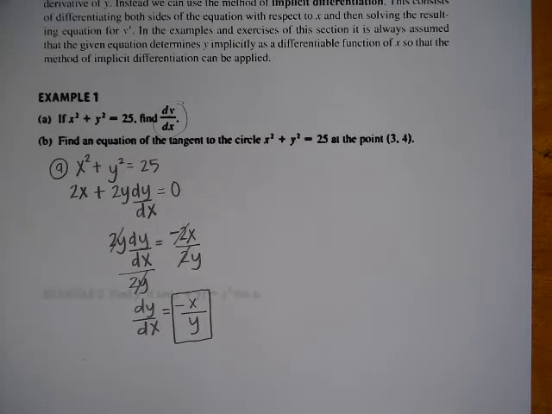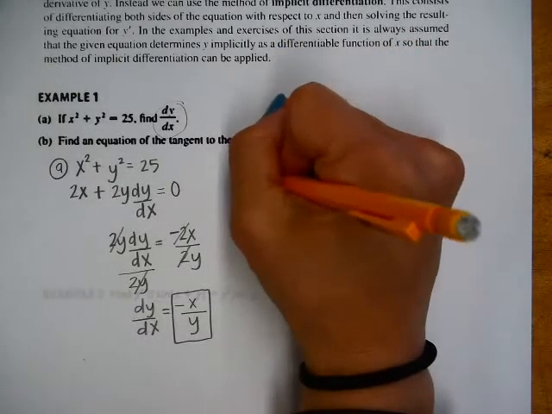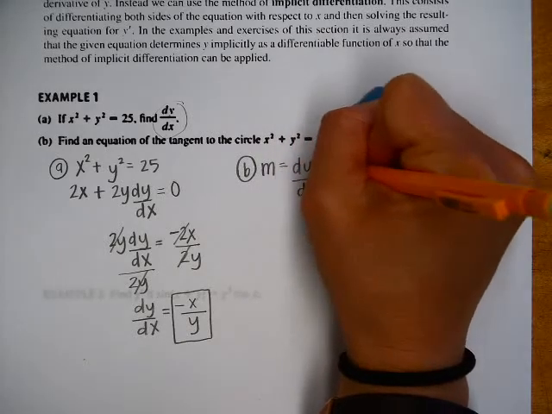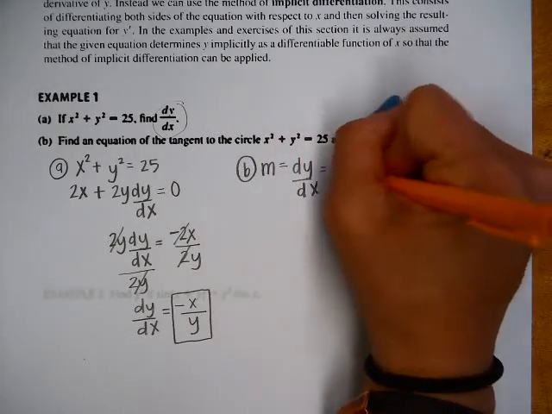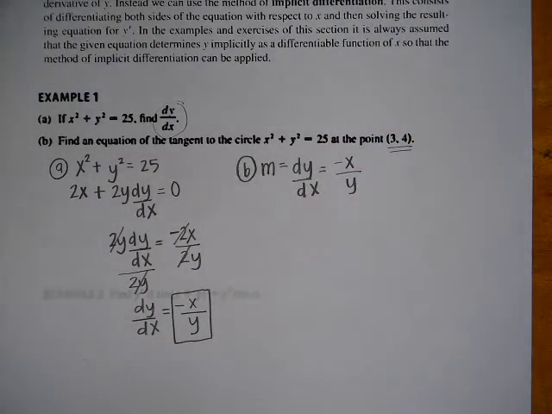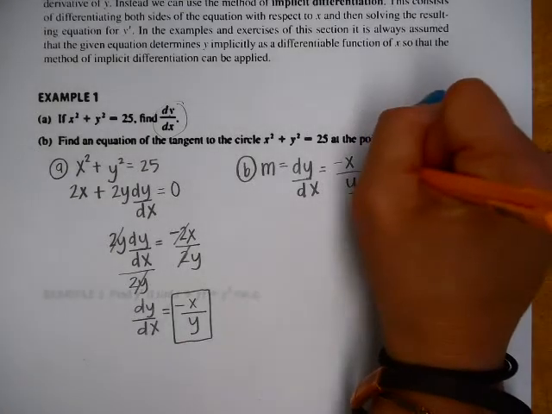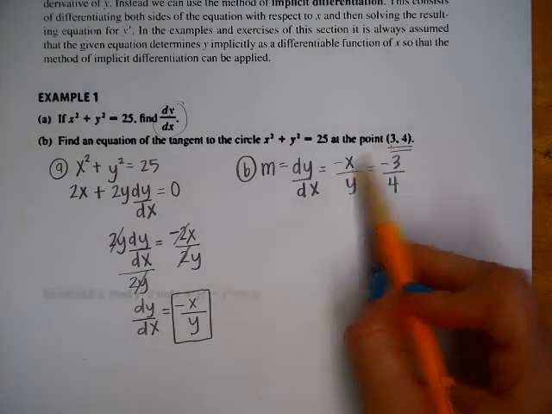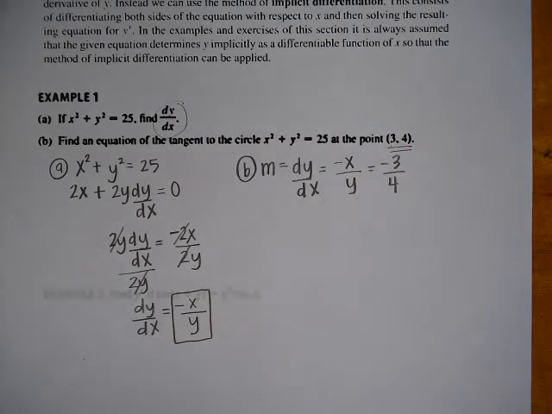Now, for part B, they want you to find the equation of the tangent line. If you're finding the equation of the tangent line, you need the derivative, which we've already found. Then you need your slope. We know that our slope is the same as our derivative, which is negative x over y. So we're going to use this point, and we're going to plug in those x and y values. That makes your slope negative 3 over 4. 3 is my x, I'm plugging it in. 4 is my y, I'm plugging it in. So that means that my slope is negative 3 fourths.